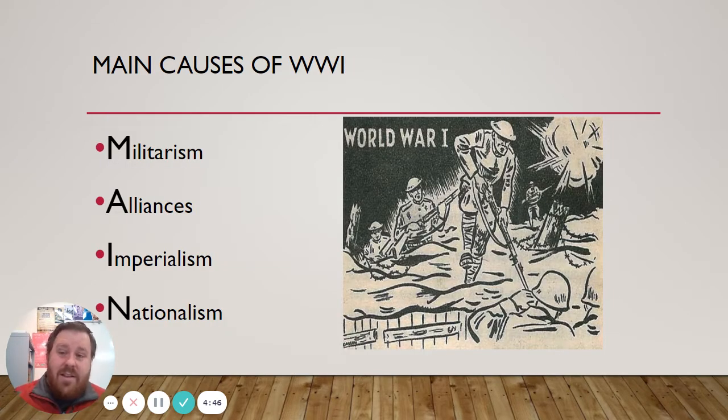But this all leads us into the main causes of World War One, and it really helps to use the acronym, acrostic. I always forget which this is. I think it's an acronym, MAIN, to talk about the causes of World War One. That stands for militarism, alliances, imperialism, and nationalism. Okay, militarism, alliances, imperialism, and nationalism. Those are the four main causes of World War One, the four things that led us into World War One.